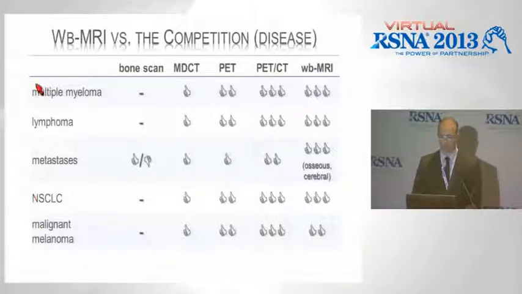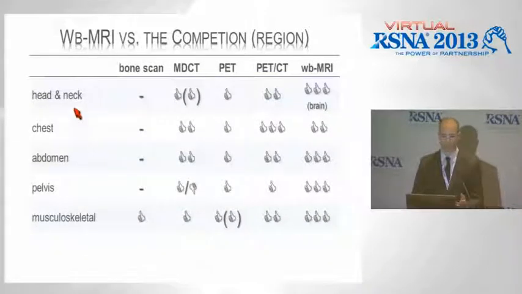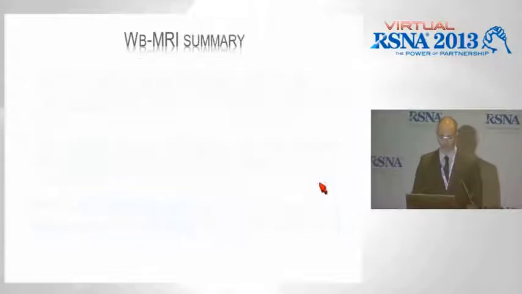Now, what about the different diseases and the competition? In most cases, you can have similar performance of PET CT and whole body MRI. There are certain instances in the skeletal system, in the brain, where whole body MRI outperforms PET CT. Now, if you look at the different regions, where does whole body MRI come into play compared to PET CT? Again, they're quite similar, except in the brain you'll have advantages, as we've seen, in the liver, maybe in the pelvic area, if you look at PET versus MRI.